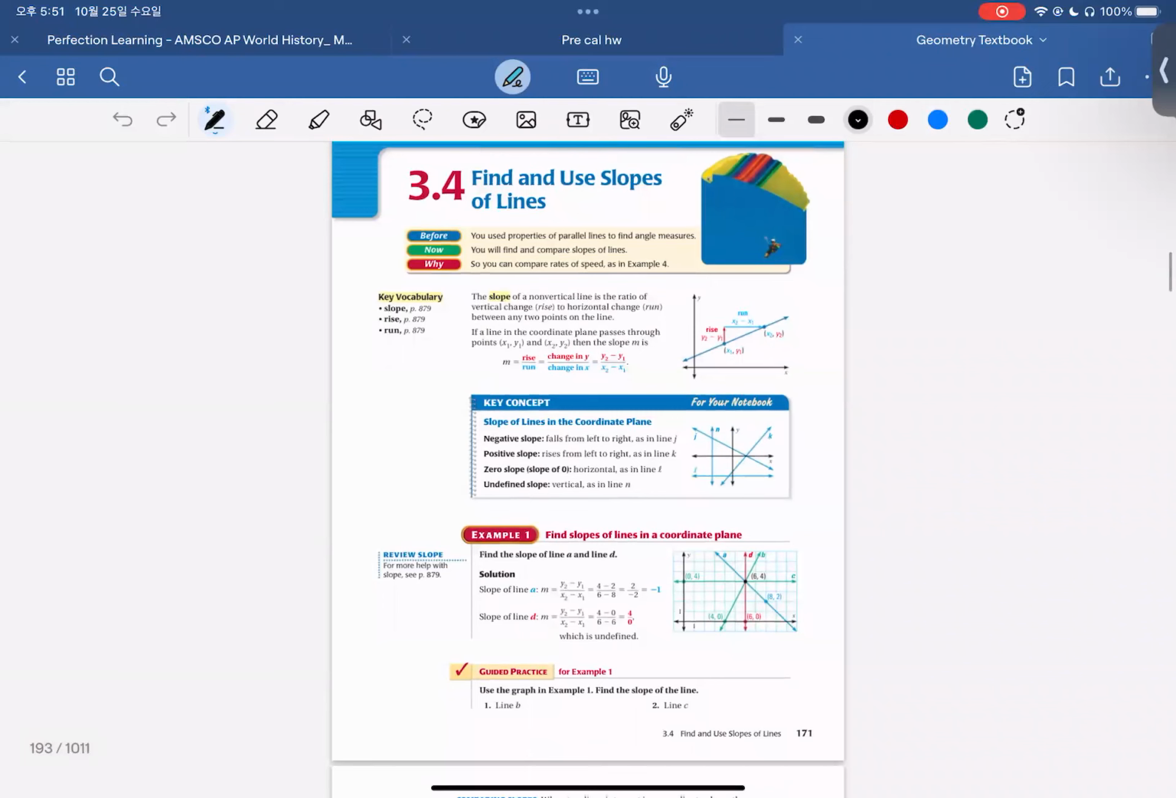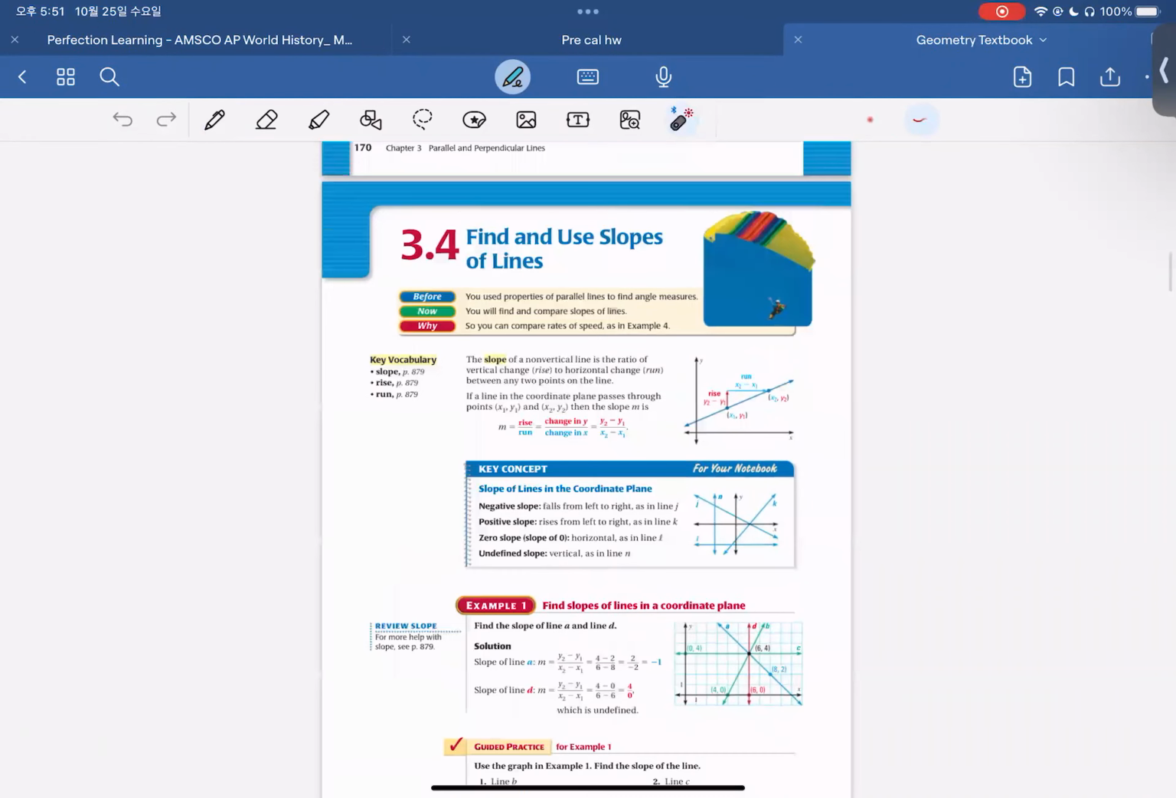Hi guys, today we're going to finish up chapter 3, so let's get into it. First, starting with chapter 3.4 on finding and using slope of lines.